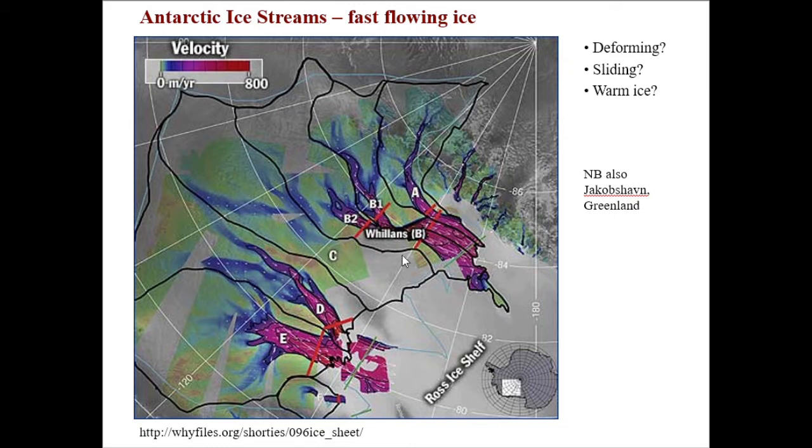And you can see here Ice Stream C that we mentioned previously, which at the moment isn't a fast flowing stream. It's a former ice stream. You can see where its position was, but at present it doesn't experience those fast flow velocities in the same way that the ice streams on either side of it are doing.